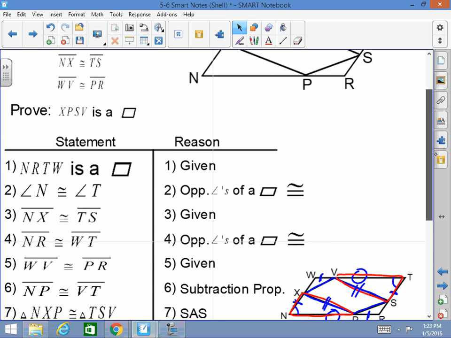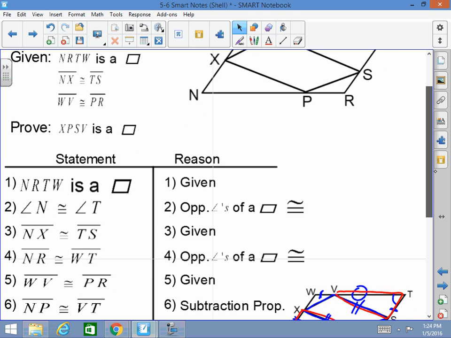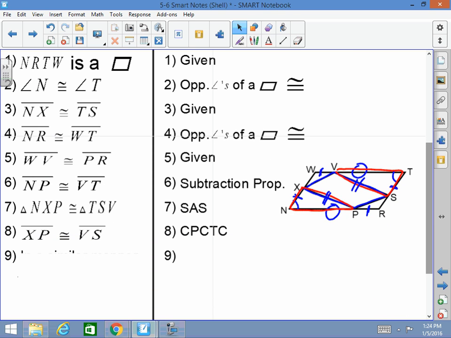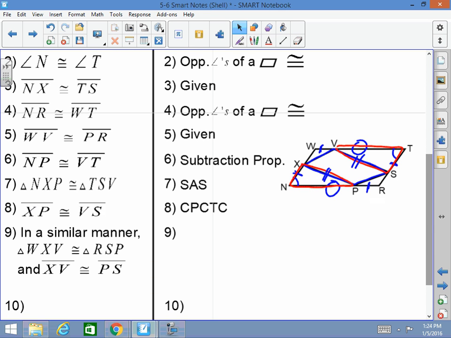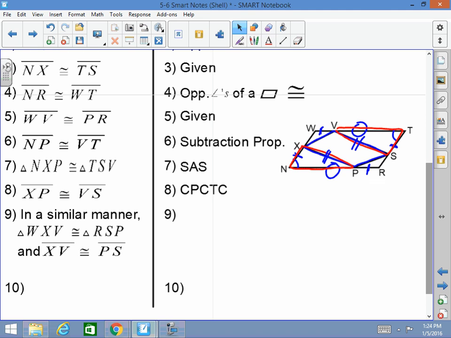Yeah, I think we're missing one thing here though. Wait a second. What do we got here? In a similar manner. Oh, okay. No, yeah. Wait, there's still one more thing. That's why. Okay. In the same fashion or in a similar manner, triangle WXV is congruent to triangle RSP, and XV is congruent to PS because steps 1 through 8. If I redid all of these steps, I'm going to prove the same exact thing for these two little triangles. I'm just shortening it up. You can do that. Yeah.